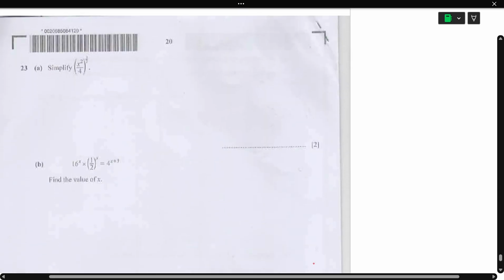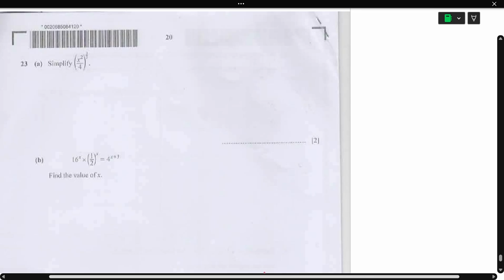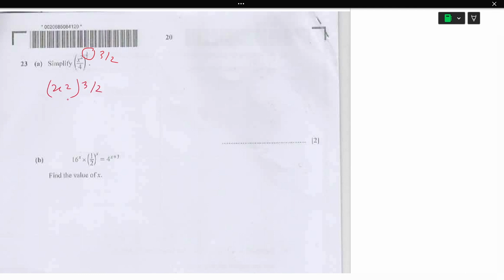Okay, so next, 23. Simplify x square whole power 3 by 2 over 4 power 3 by 2. So x square times 3 by 2 over, the 4 power 1 by 2 whole cube we can write. Power 1 by 2 is square root, so in the numerator the 2 gets cancelled, giving x cube over, here the square root of 4 is 2, cubed. So the answer is x cube over 8.